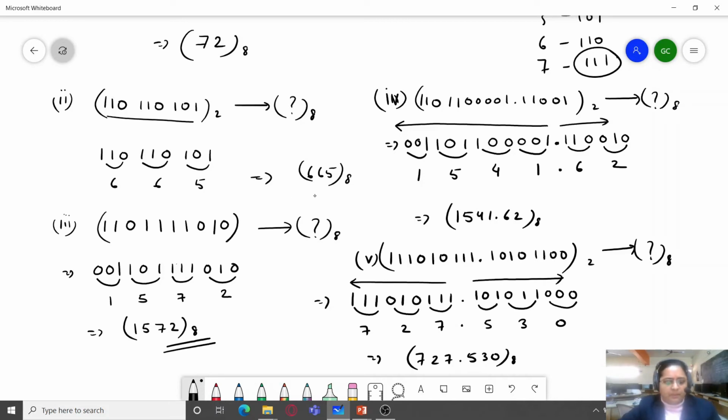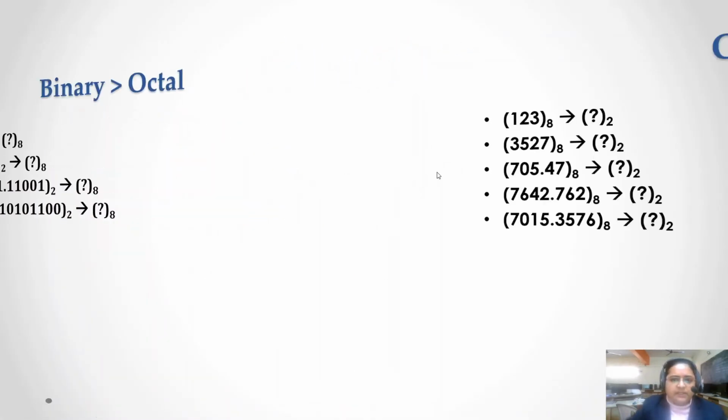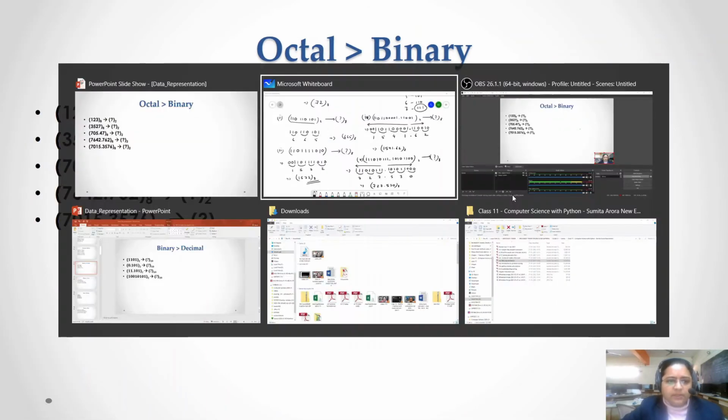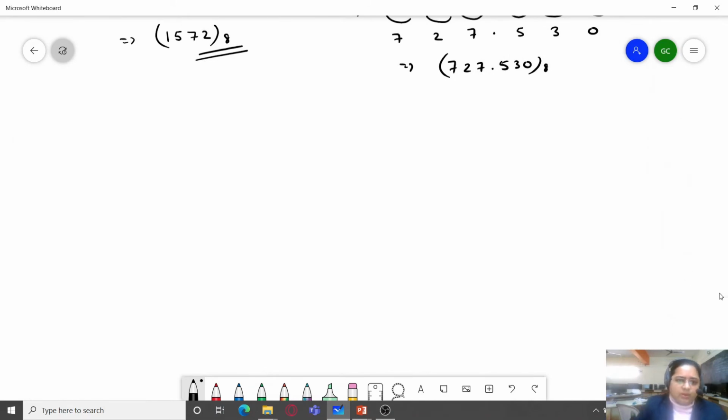So this is binary to octal conversion. Next we will see octal to binary conversion, which is just the opposite of binary to octal.